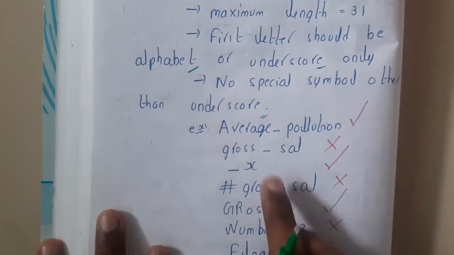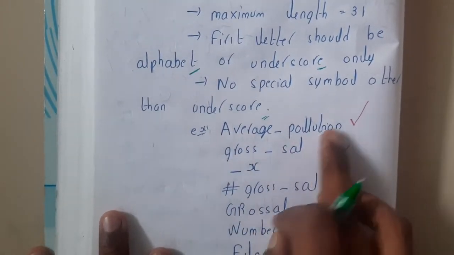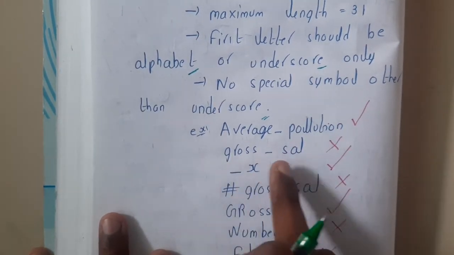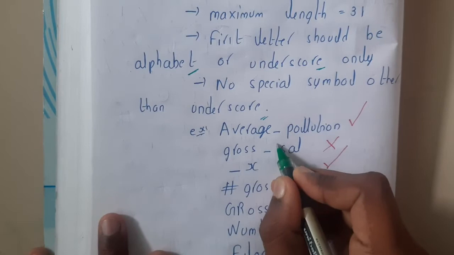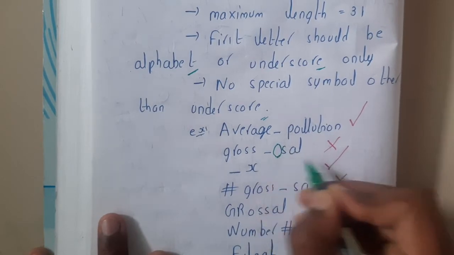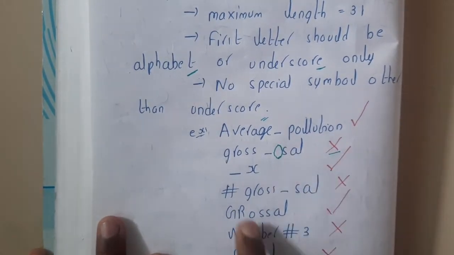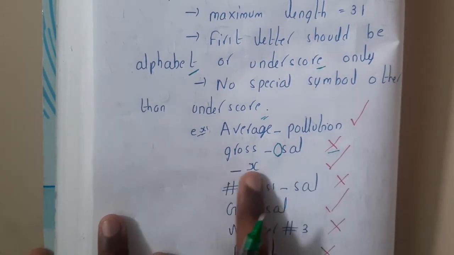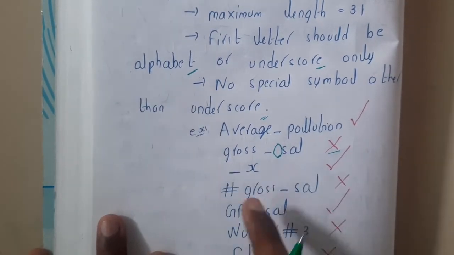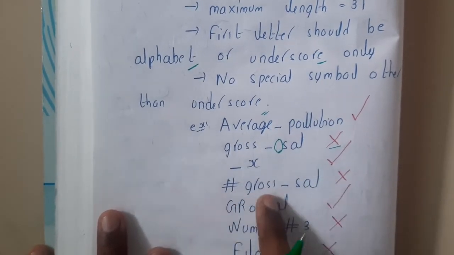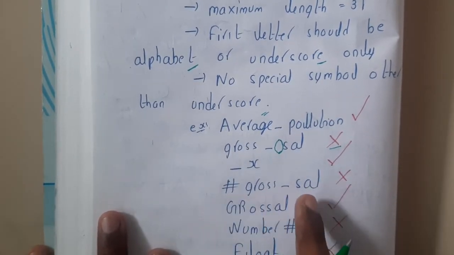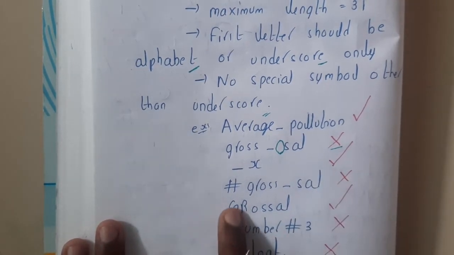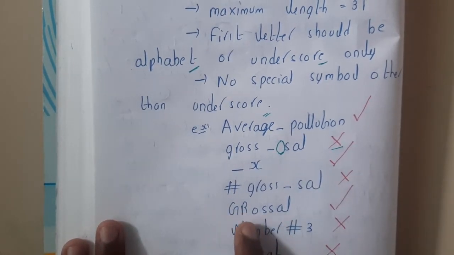So let us take some examples. Average underscore pollution. It looks really good. Now gross underscore sal. I think here we gave a space, right? That's the reason why it is not valid. Similarly, underscore x. Underscore could be the starting value, so it's valid. Similarly, hash gross underscore sal. Hash is not allowed at the start. Similarly, GRO gross salary.